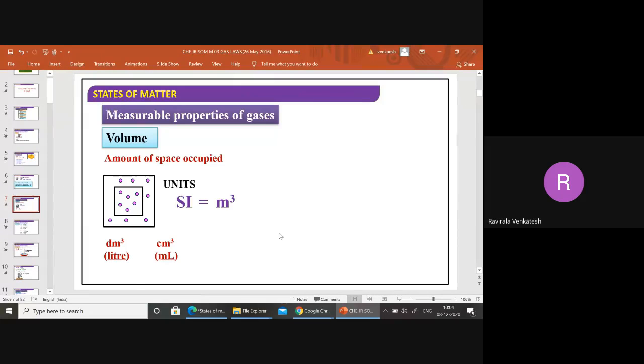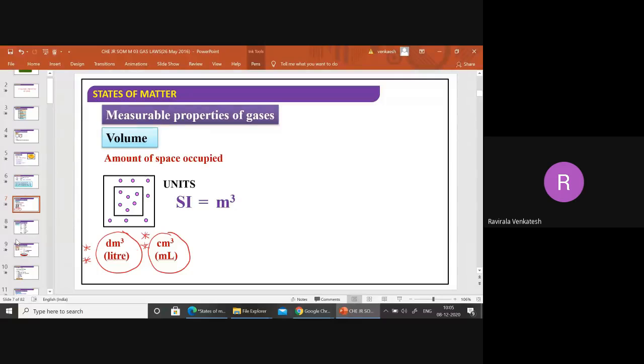Look beta, decimeter cube, all of you please listen. Decimeter cube means nothing but a liter, beta, 1 liter. 1 decimeter cube means what? 1 liter. 1 centimeter cube is equal to 1 ml. Remember these two things. 1 decimeter cube is equal to 1 liter. 1 centimeter cube is equal to 1 milliliter. It will be useful for you.